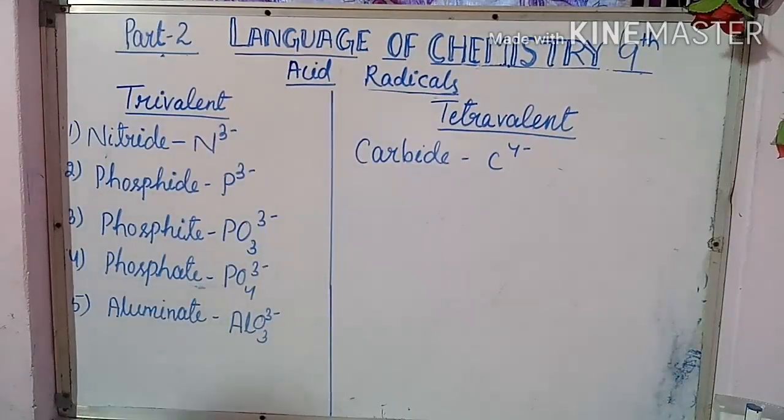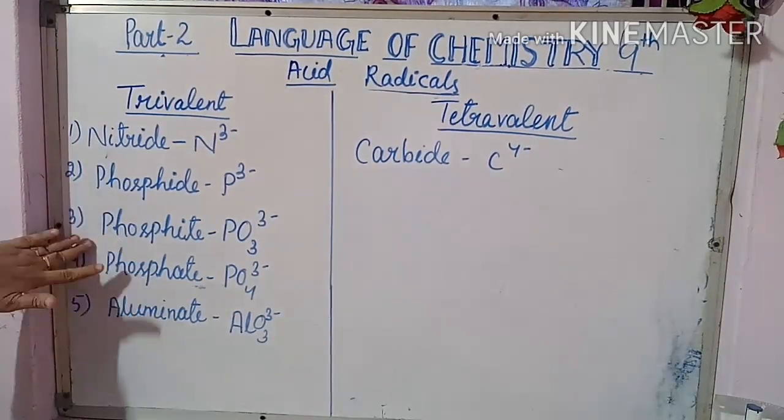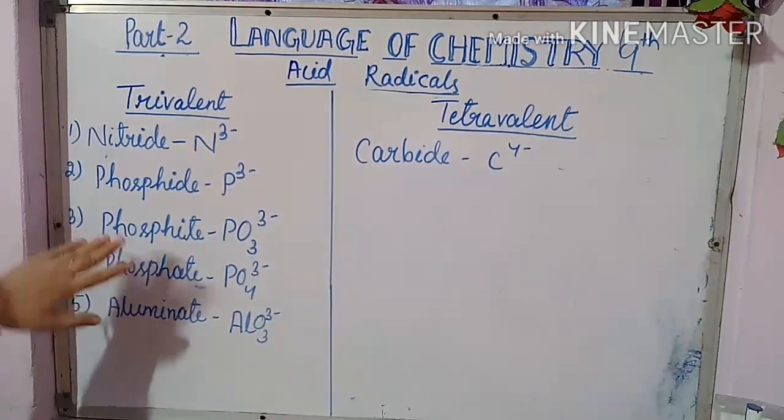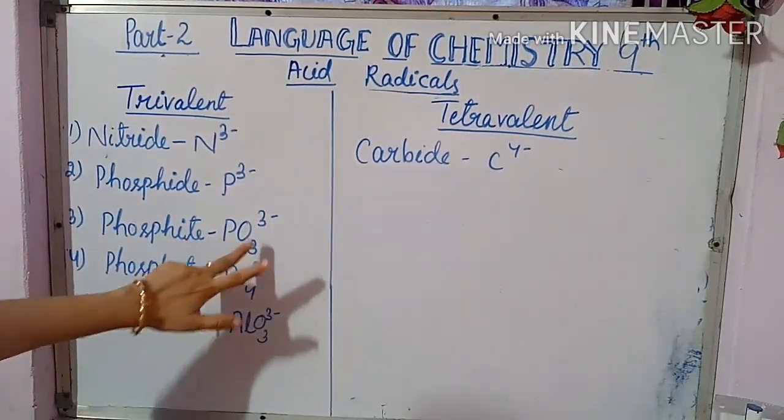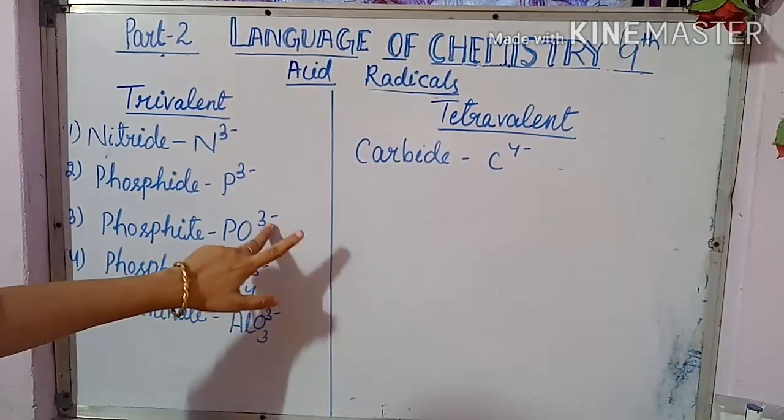Now children, here you can see that I have written some of the trivalent and tetravalent acid radicals also. Many are there, but right now what will come in your use only, that I have written. Trivalent means nitride, phosphide, phosphate, aluminate, it will come. As I have told, repeatedly I am telling that one. Phosphide means formula is PO3, valency is 3.